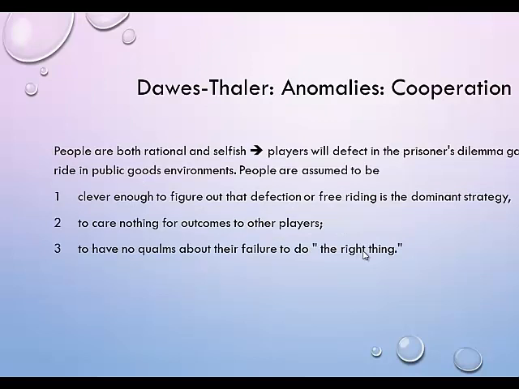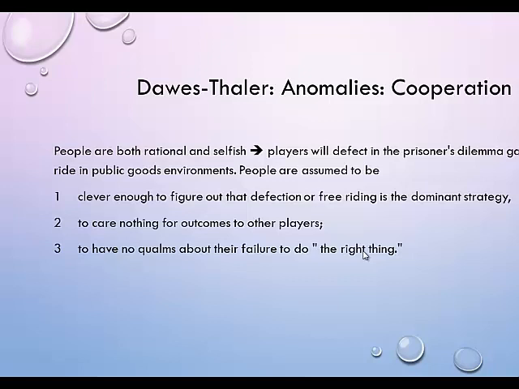There is a paper called Anomalies: Cooperation, by Dawes and Thaler. Thaler is one of those who won the Nobel Prize. This is an old paper in which he says that economic theory assumes that people are rational and selfish, and they always act to maximize their self-interest. And so, in a prisoner's dilemma, they will never cooperate. So this is actually going to be the focus of our lecture in this class.